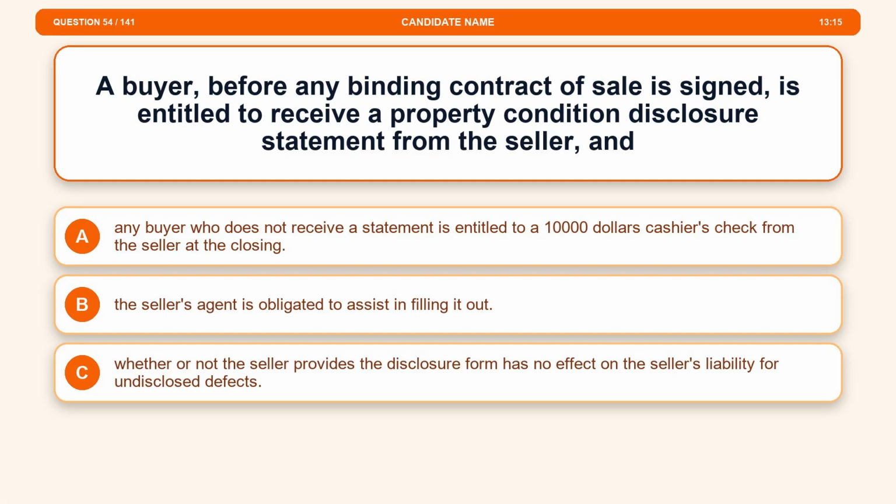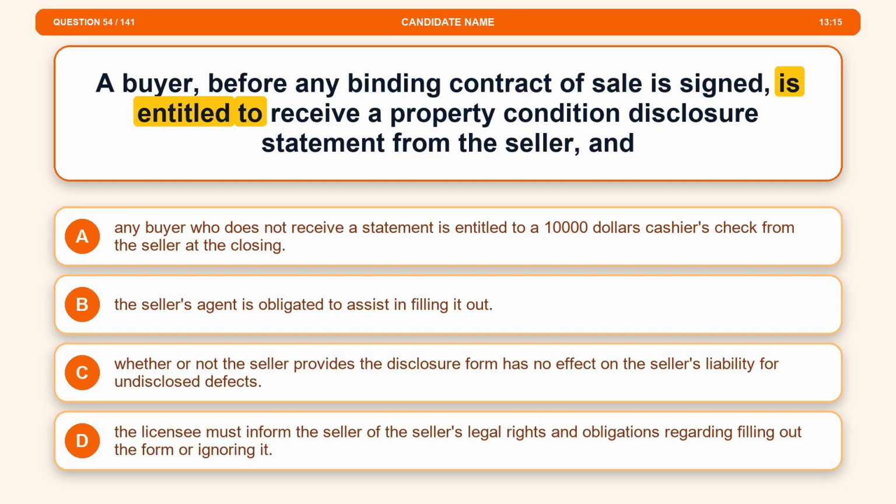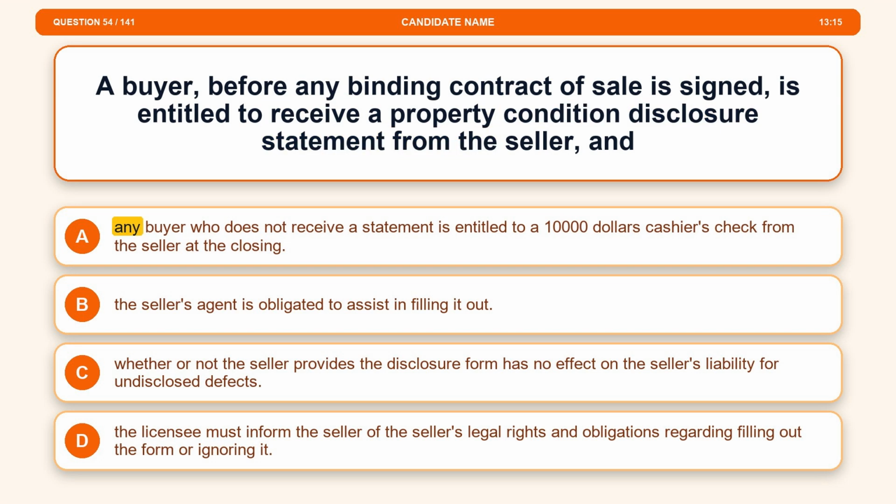Question 54. A buyer, before any binding contract of sale is signed, is entitled to receive a property condition disclosure statement from the seller, and option A, any buyer who does not receive a statement is entitled to a $10,000 cashier's check from the seller at the closing. Option B, the seller's agent is obligated to assist in filling it out. Option C, whether or not the seller provides the disclosure form has no effect on the seller's liability for undisclosed defects. Option D, the licensee must inform the seller of the seller's legal rights and obligations regarding filling out the form or ignoring it.